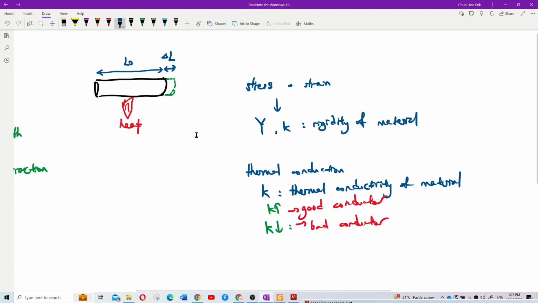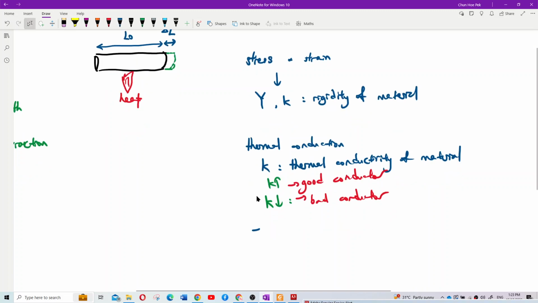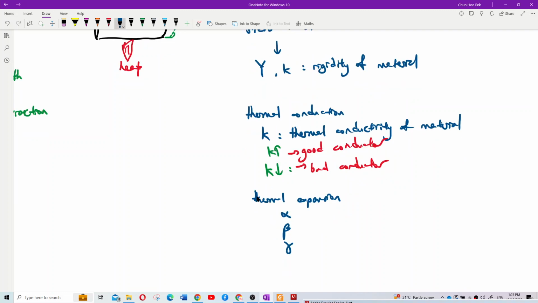Now we are learning about thermal expansion. Thermal expansion also has symbols alpha, beta, gamma. All these also depend on the type of material. Understand? They all also depend on the type of material.